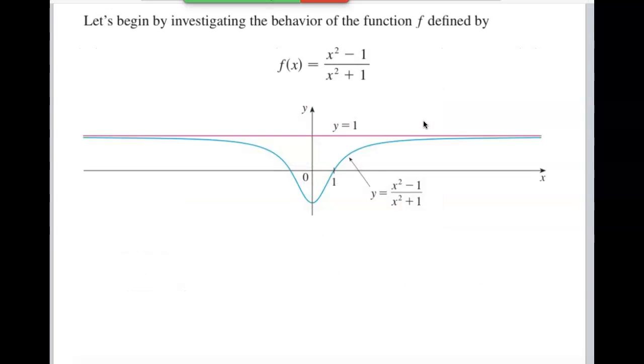So what we're going to be looking at is the behavior of the function as we let x approach either positive infinity or negative infinity. In pre-calculus, you called this the end behavior of the function.